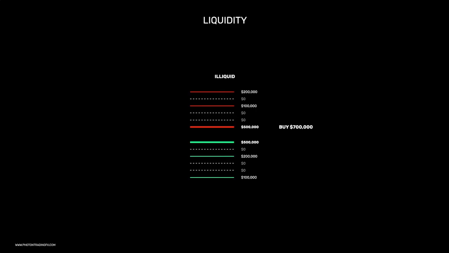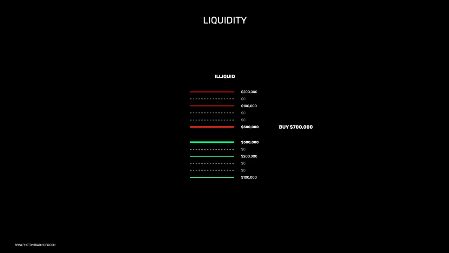So this diagram shows an illiquid market. Remember, each line represents a price level in the market, and at each price level, there is an amount of resting orders, so resting liquidity ready to be filled. So if you were trading this illiquid market and you placed a market buy order of $700,000, you're entering the market at the current market price. And remember, when we buy, we buy at the ask price. That ask is the first red line there. We cross the spread and we have to buy at the ask.